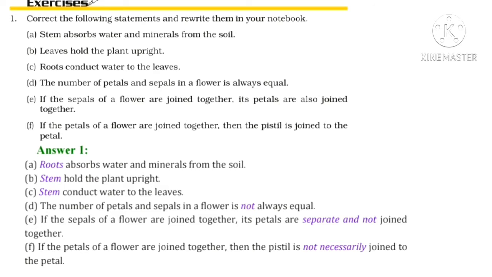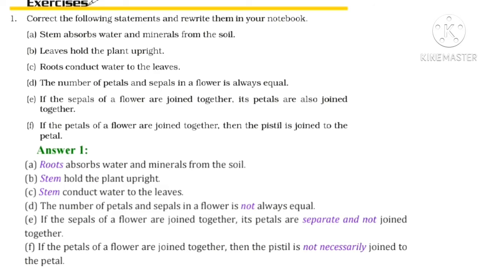Third sentence, roots conduct water to the leaves. Instead of roots you have to write stem conducts water to the leaves. Fourth sentence, the number of petals and sepals in a flower is always equal. No. So you have to rewrite the sentence as the number of petals and sepals in a flower is not always equal.